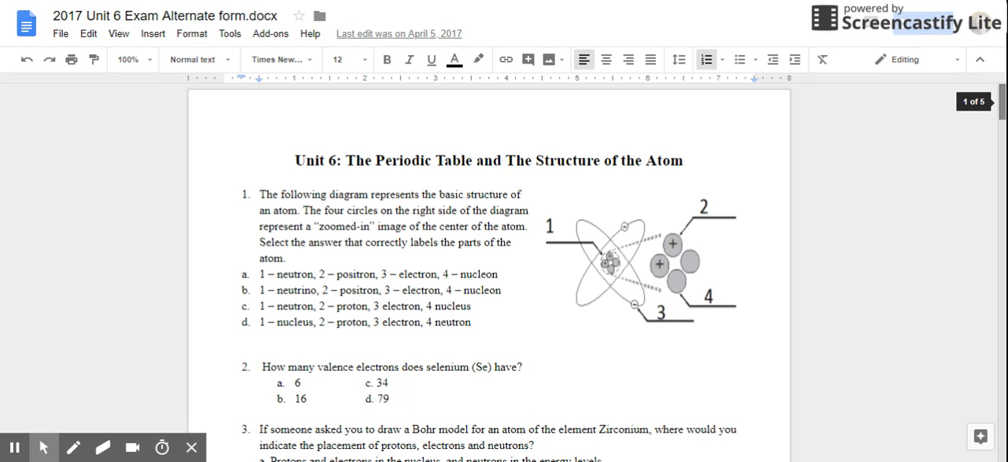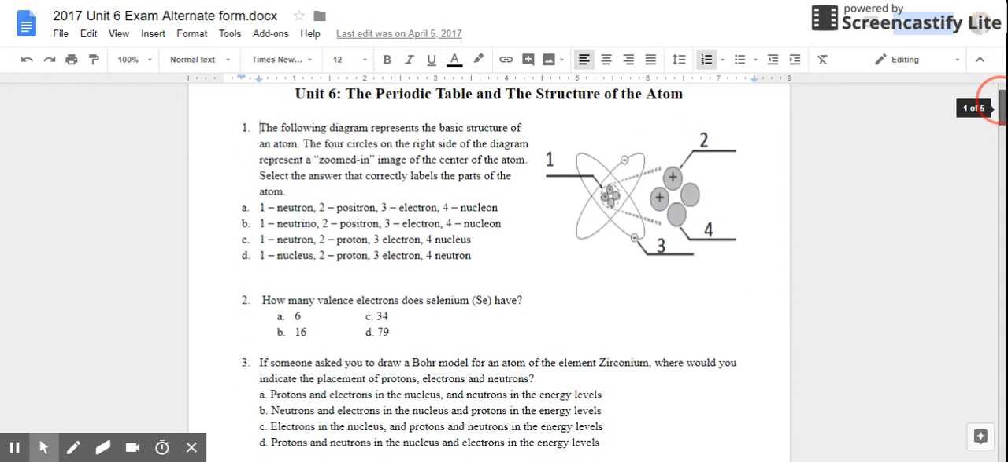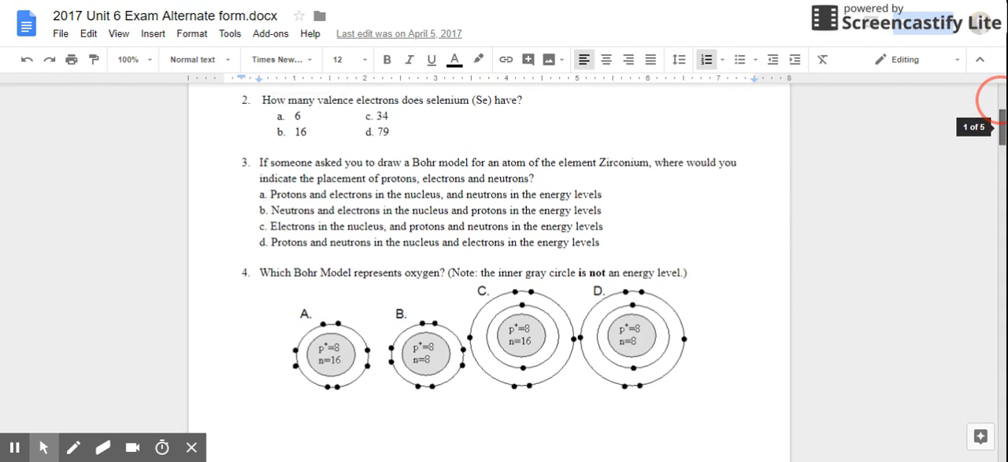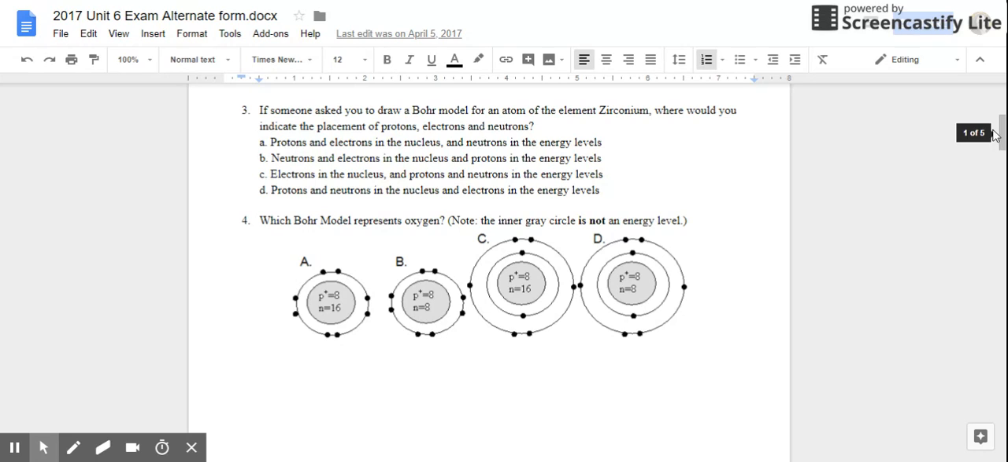Question 2. How many valence electrons does selenium have? A, 6; B, 16; C, 34; D, 79. Question 3. If you ask someone to draw a Bohr model for an atom of the element zirconium, where would you indicate the placement of protons, neutrons, and electrons?